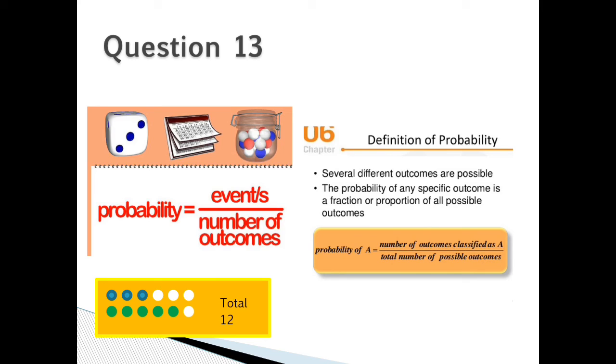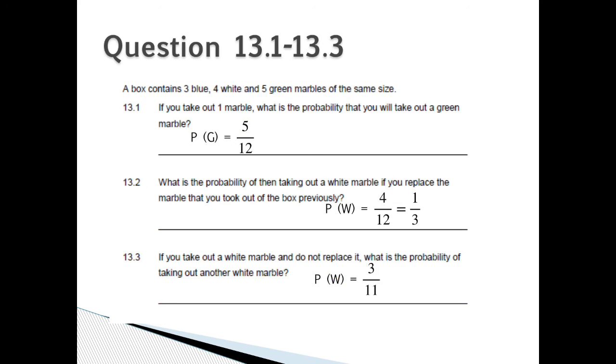Probability of A is equal to the number of outcomes classified as A divided by the total number of possible outcomes. So for question 13.1, the probability of green is equal to 5 divided by 12. 13.2, the probability of white is equal to 4 divided by 12, which is equal to 1/3. And 13.3, the probability of white, if you do not put that marble back, is equal to 3 divided by 11.